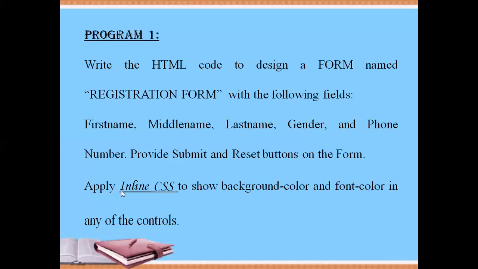Now here, you are told to apply inline CSS to show background color and font color in any of the controls. So you can show background color in first name, middle name, or first name and last name, or first name and phone number, or last name and phone number. Any two controls or three controls, you have to show the background color and the font color. Put the colors in contrast format. If the background color is light, put the font color as dark for the text to be readable.